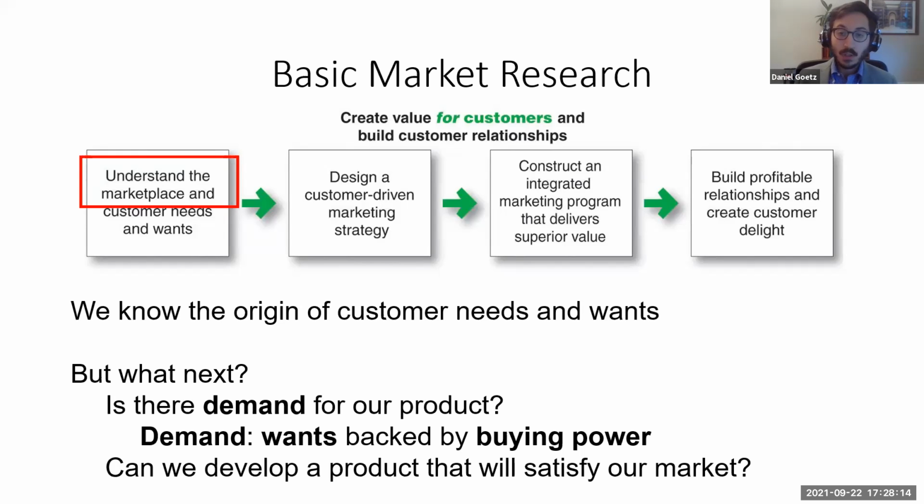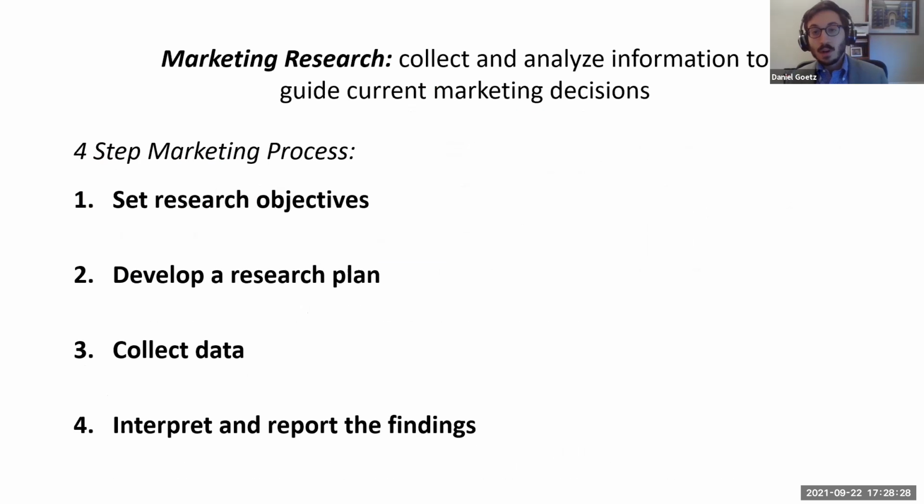So the question is, is there demand for our product? Can we develop a product, or choose our marketing tactics, in a way that will satisfy our target market? So market research is collecting and analyzing information to guide current marketing decisions. We saw last class one type of market research, which was the SWOT analysis. Today, we're talking about a different process, one that involves collecting data and doing an analysis, maybe with numeric data.